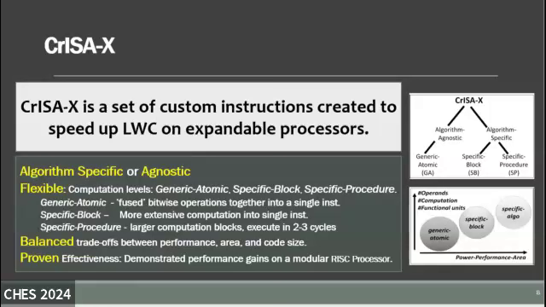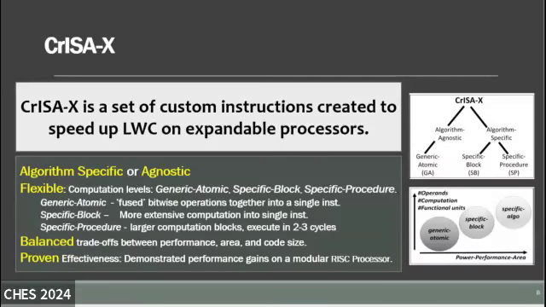We have a low hardware complexity instruction called generic atomic, which involves a combination of bitwise operations. Then there are higher complexity instructions called specific block, designed for extensive computation, and they serve as building block components for composing cryptographic permutation code. Finally, the highest level of complexity is called a specific procedure, which covers the entire permutation and establishes the optimized subset to maximize acceleration, clearly a trade-off of area.